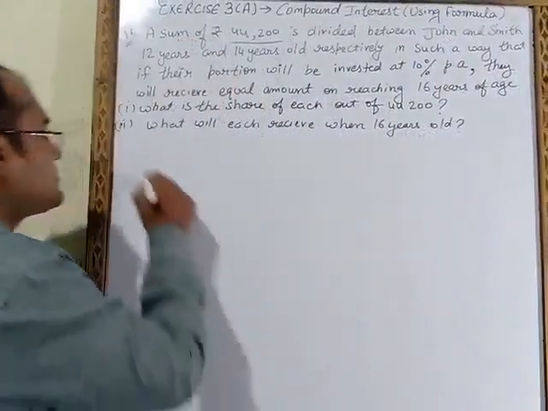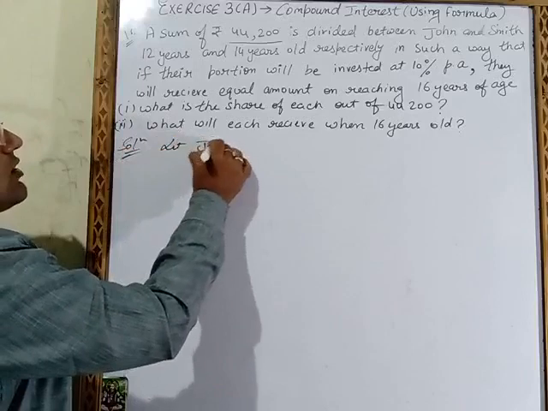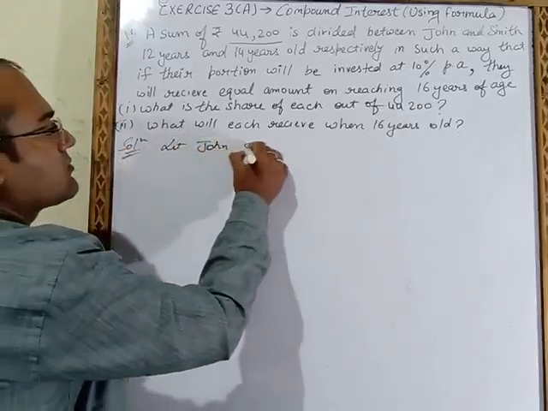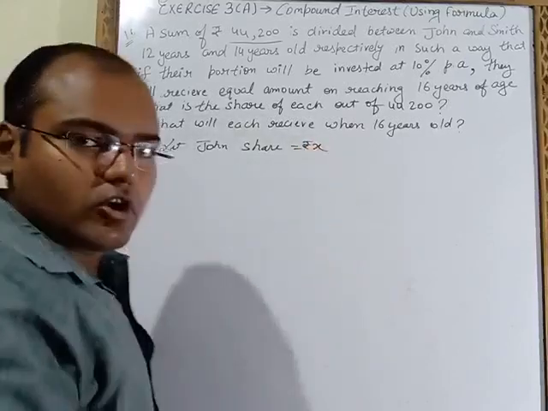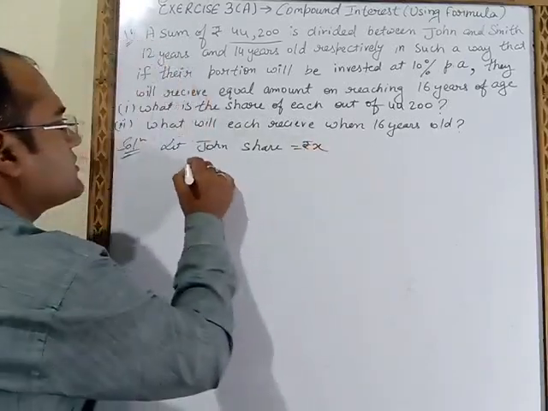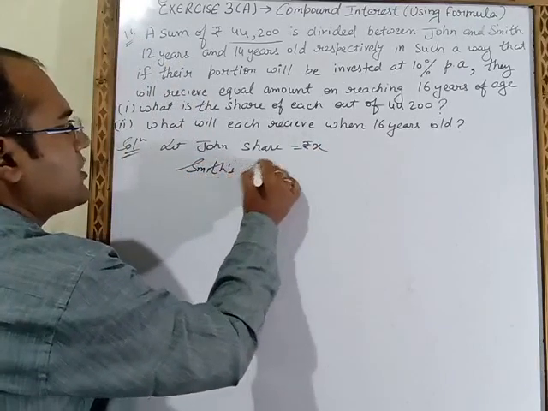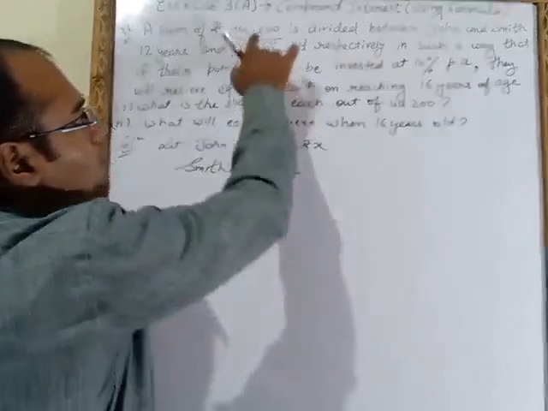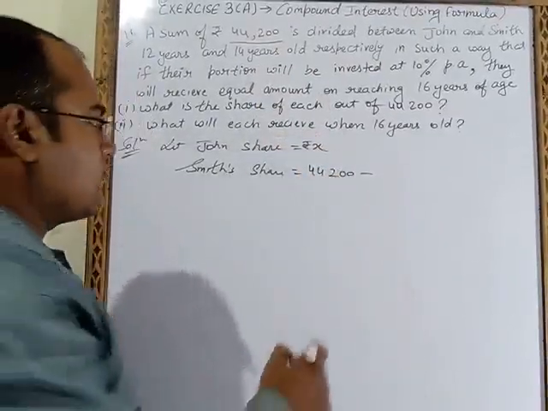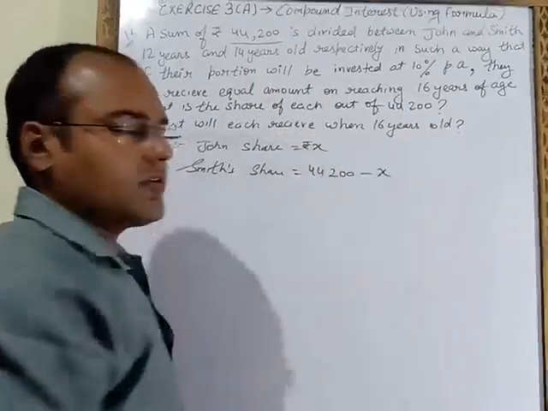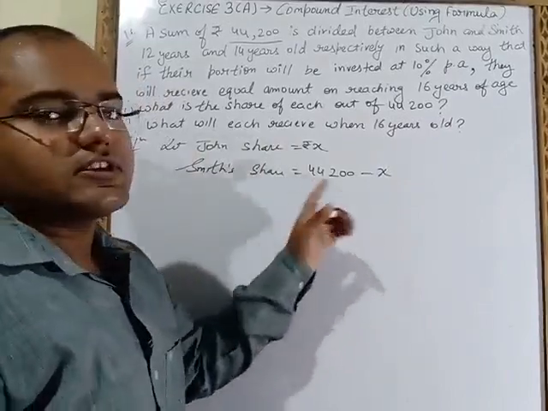So what you have to write first of all is, let John's share is equal to x rupees. Share of John x rupees, then Smith's share. Total money was 44,200. From that we had given to John how much rupees? X rupees. So we will remove that x rupees. So this is the share of John and this is the share of Smith.